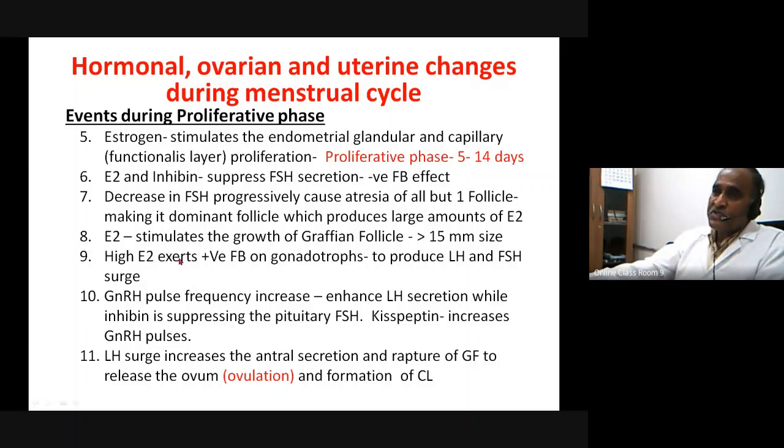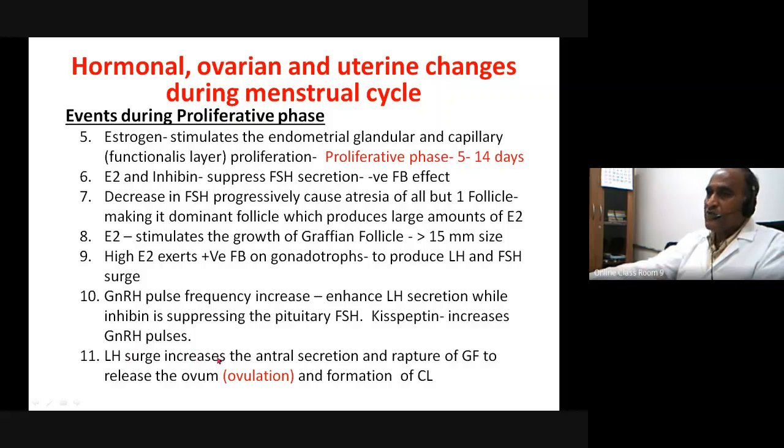Now, high estrogen exerts a positive feedback on gonadotropes in the pituitary, and that will produce the LH FSH surge. At this point of the LH FSH surge, the GnRH pulse frequency also increases. This GnRH pulse frequency is triggered by another hormone from the hypothalamus, that is kisspeptin. So all these things together produce an LH and FSH surge.